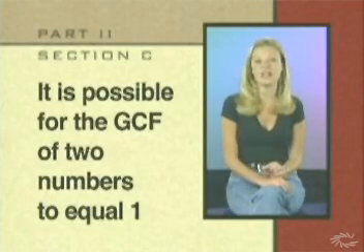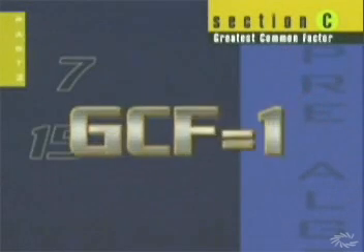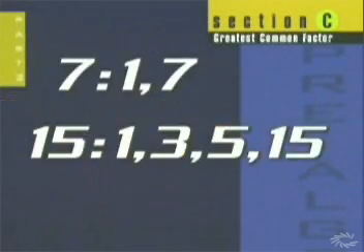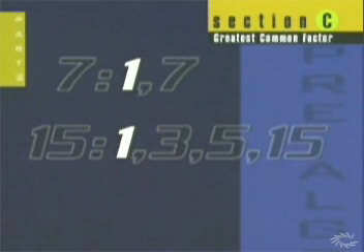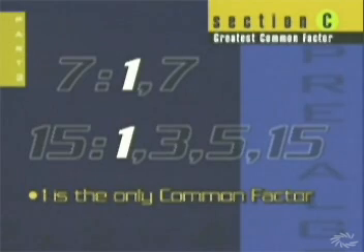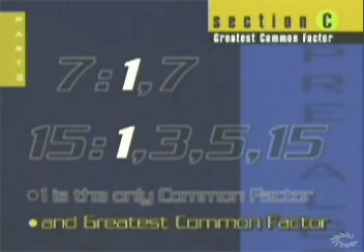Another thing to know about the GCF is that it's possible the GCF of two numbers will equal 1. For example, with the numbers 7 and 15, 1 is the greatest common factor, because after we factor them out, we see that 7 and 15 have no other factors in common. So, 1 is both their only common factor and their greatest common factor.